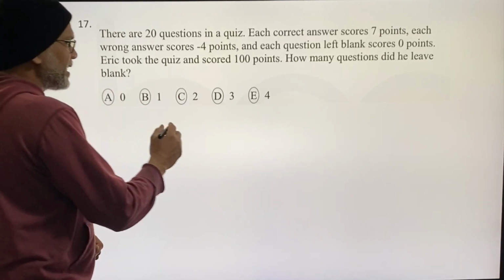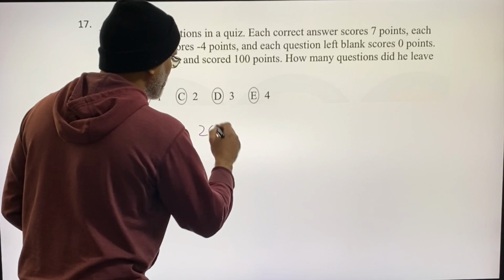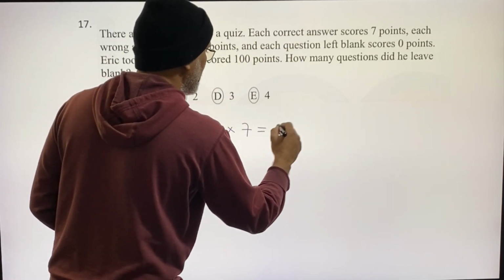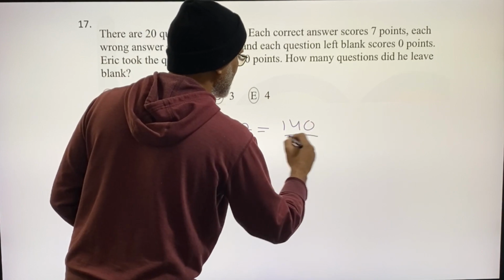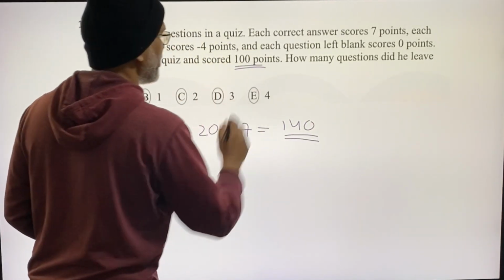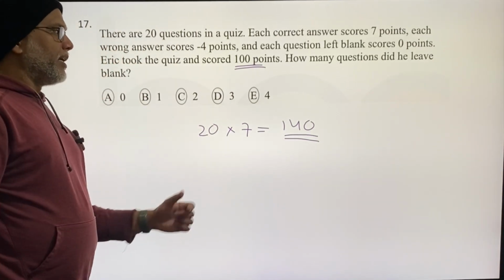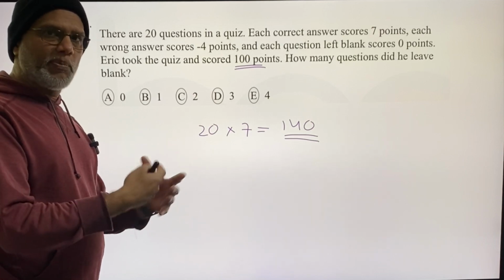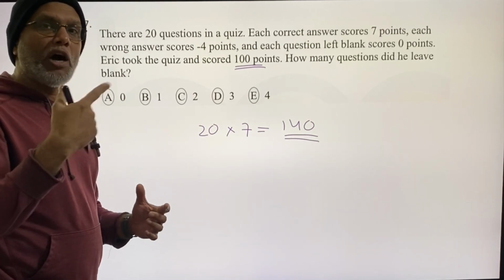All right. So let's say he got all the 20 questions right. So for each he gets 7 points. So he would get 140 points if he got all the questions right. But he got only 100 points. That means he got some questions wrong and some questions he left blank, right? And we need to find out how many of those.